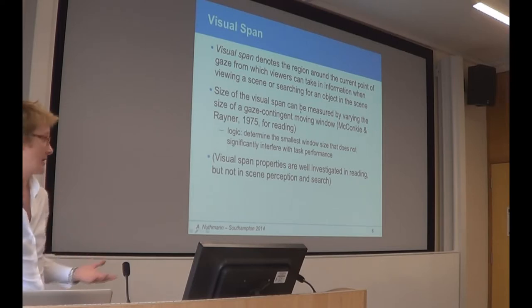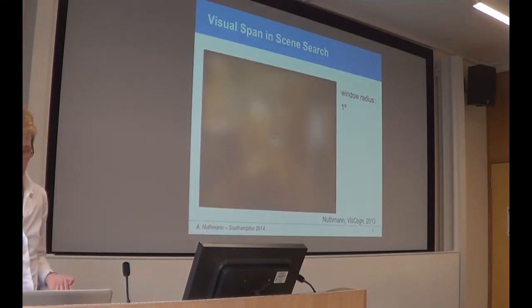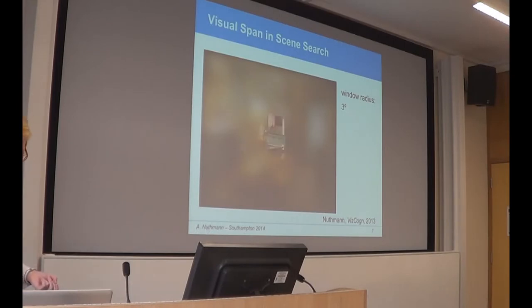And that's a question that's very well investigated in reading, but not so much in scene perception. Now the size of the span can be measured by using the moving window paradigm, and it works like that. So the idea is to degrade scene information outside of the window that moves in close to real time with your eyes. And here I've used a really strong low-pass filter that removed any details about objects in the scene.